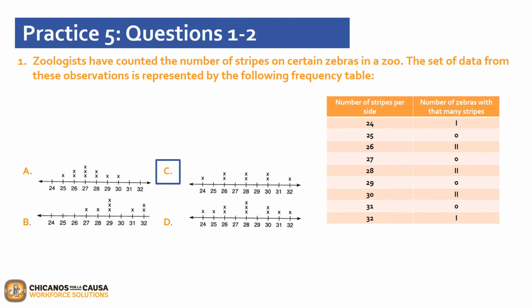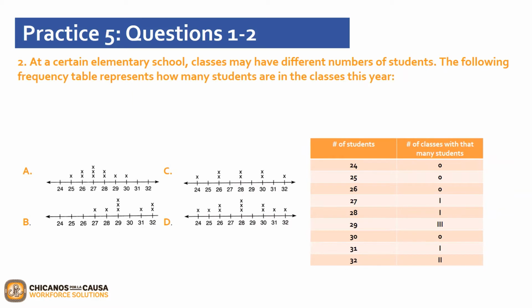Let's take a look at another example. Okay, question 2. At a certain elementary school, classes may have different numbers of students. The following frequency table represents how many students are in the classes this year. So we have to find a number plot that aligns with our frequency table.